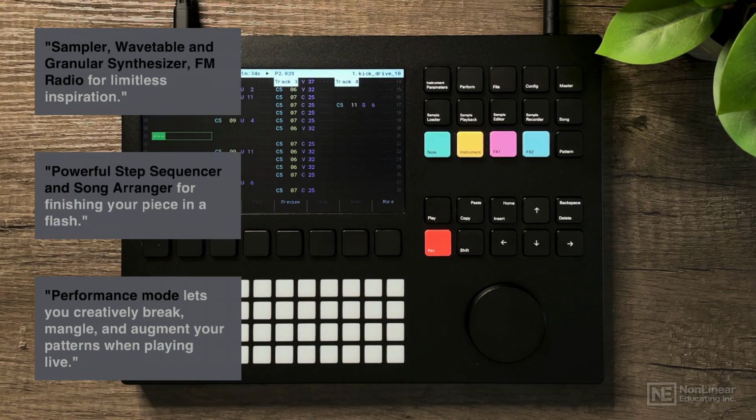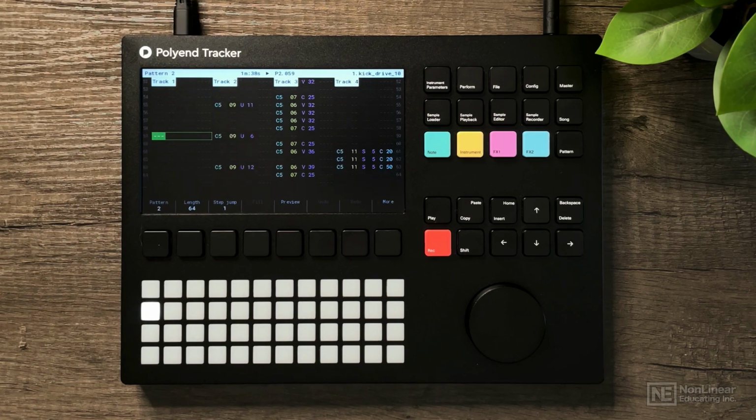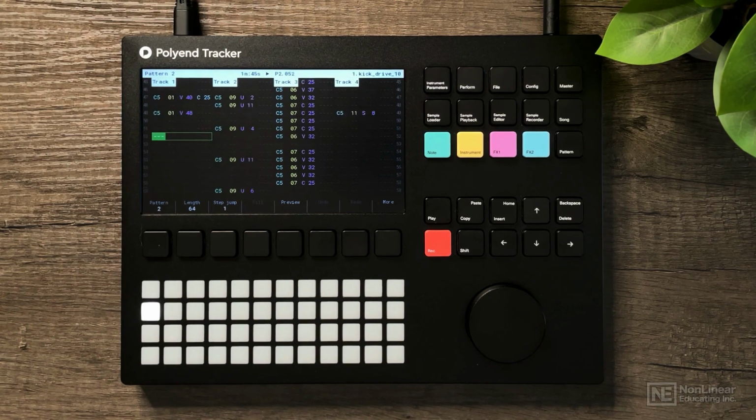Okay, so if you're used to working in a traditional DAW, a tracker can seem a bit cryptic and decidedly not user-friendly at first glance. But I think you'll be surprised at how quickly you'll adapt to making music this way. And it is certainly a lot of fun.